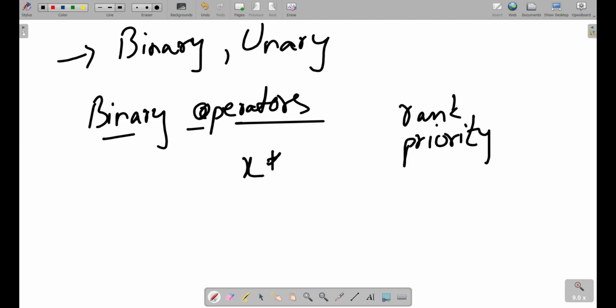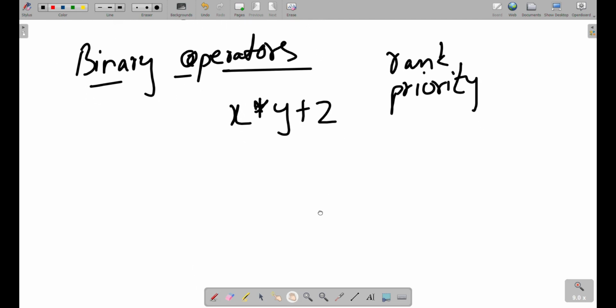If there's an expression x into y plus z, how do you perform it? First you multiply x into y and you get an answer, and with that answer you sum it up with z, right? So here you have prioritized doing multiplication first. So you say that the precedence of the multiplication operator is higher than the precedence of the addition operator. There are a few rules for this.